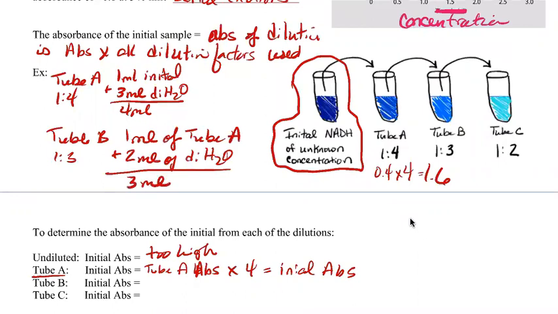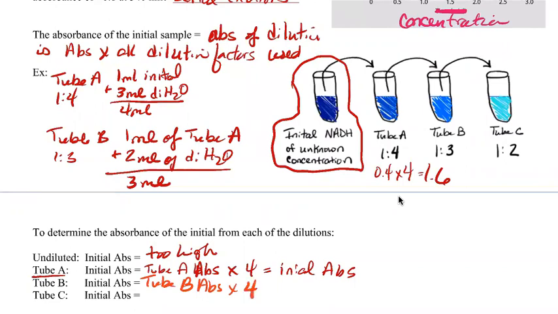So if I want to know from tube B what my initial unknown concentration was, I'm going to take my tube B absorbance. I'm going to multiply that times every dilution that was used.